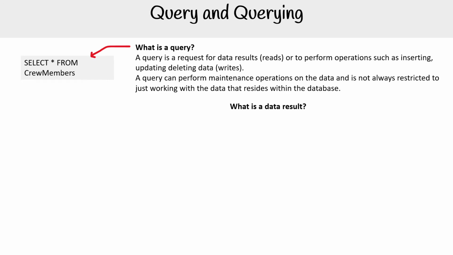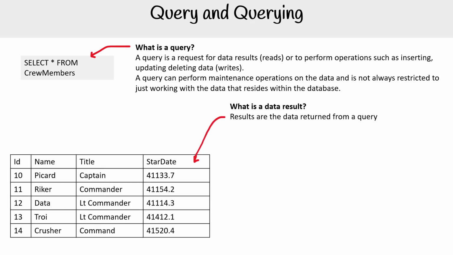So what is a data result? Well, data results is the results of the data returned from a query. So here you generally will see tabular data. That's usually what people want back, but you could get back JSON or XML. It really just depends on the database.